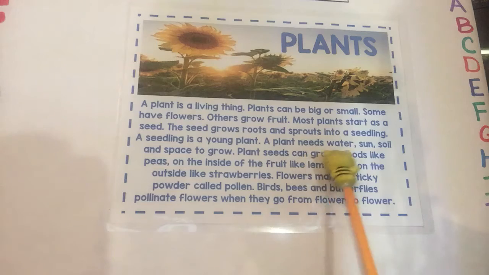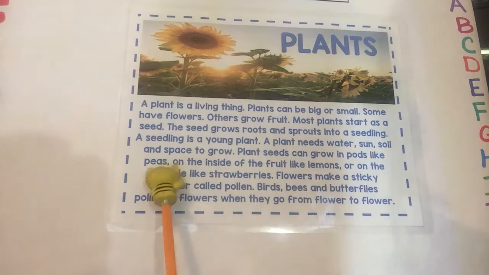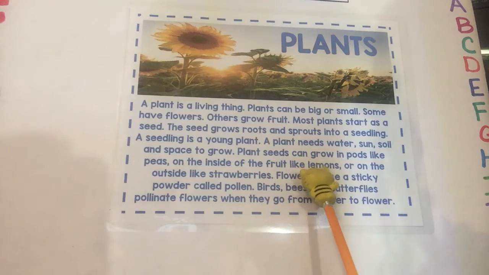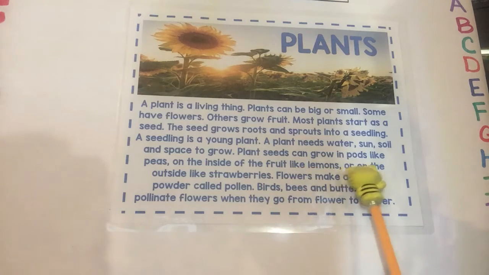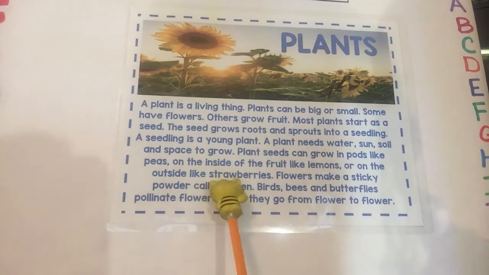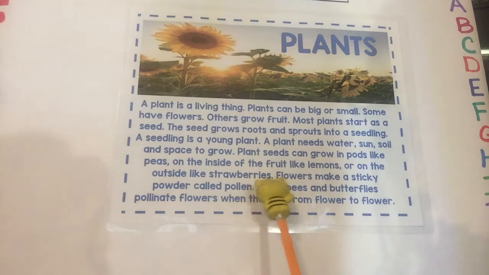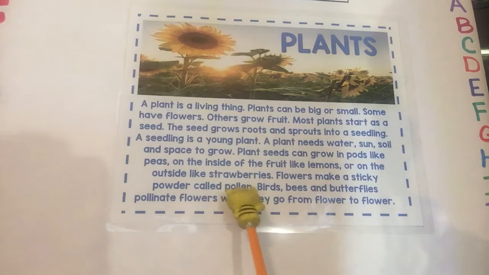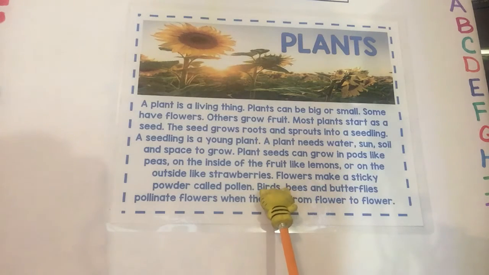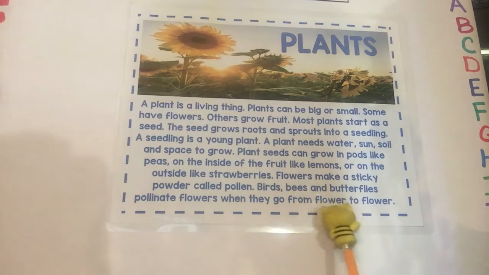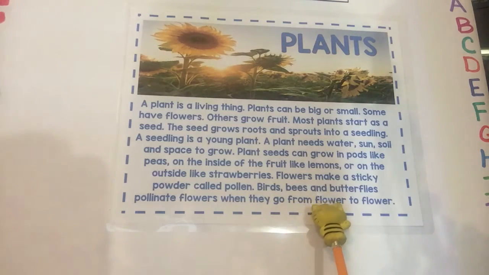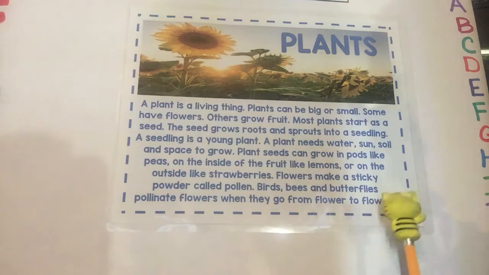Plant seeds can grow in pods, like in peas, on the inside of the fruit like lemons, or on the outside like strawberries. Flowers make a sticky powder called pollen. Birds, bees, and butterflies pollinate flowers when they go from flower to flower.